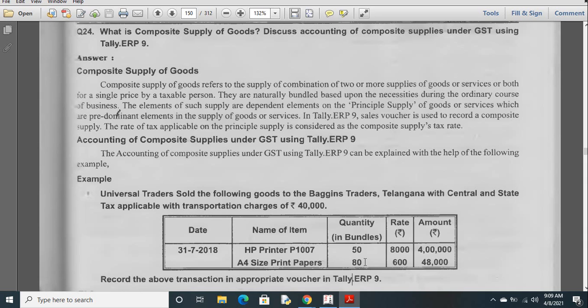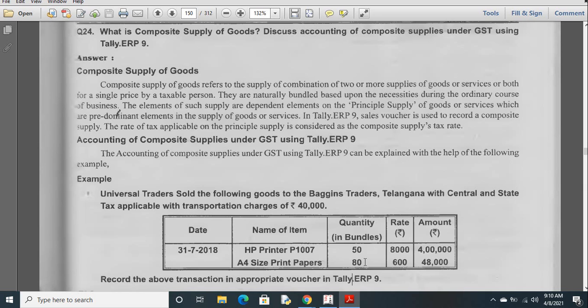See, whenever we are purchasing any item, along with that, if any prerequisites or any requirements or any useful things along with that item which we require, then we'll purchase everything in bulk. So those kinds of purchases, those kinds of supplies are considered as composite supplies.